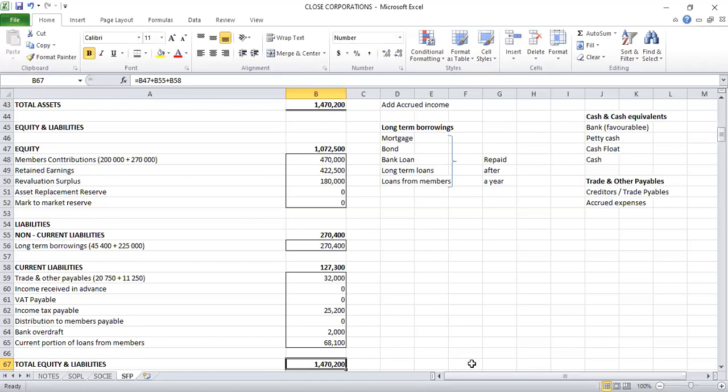Any questions on the statement of financial position? All right, if you don't have any questions, then we'll meet on Saturday at around 10. I think I'll confirm the exact time by Friday so that we'll continue and do the companies.